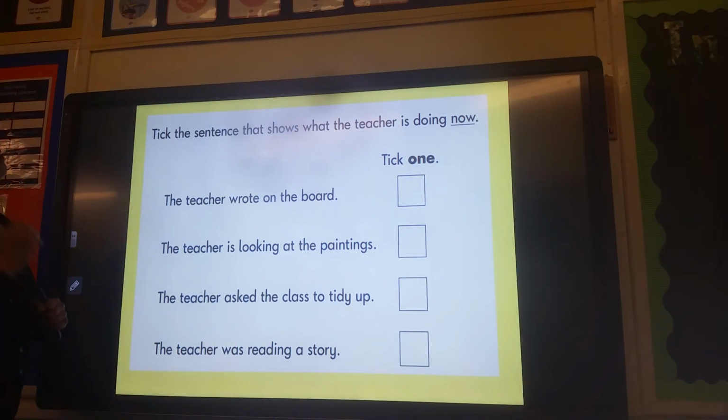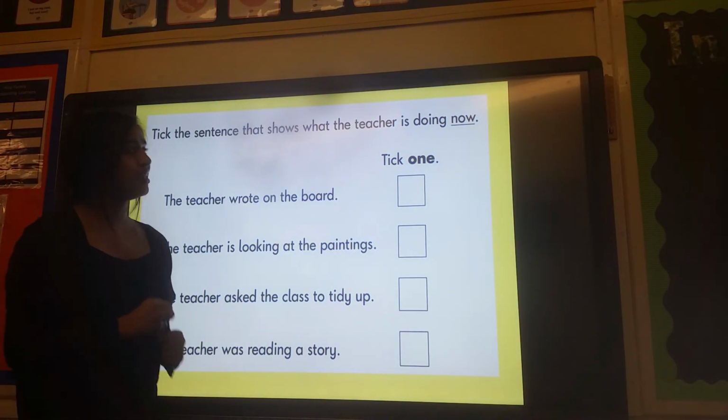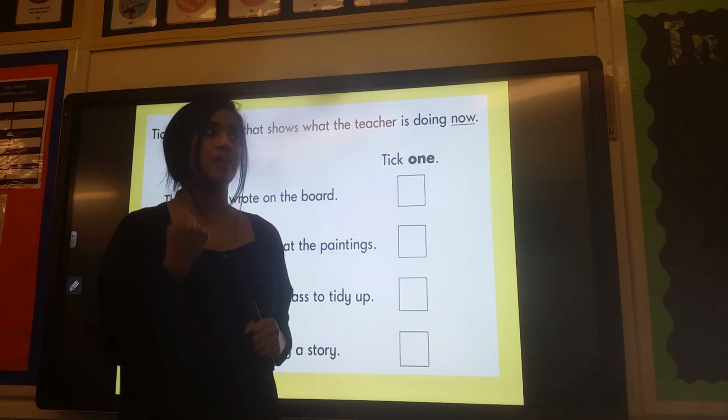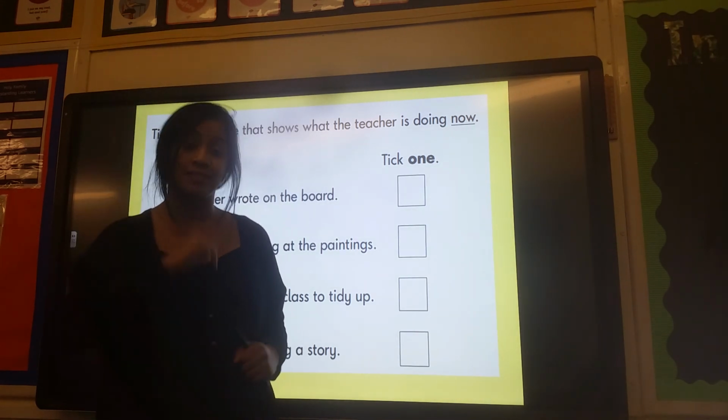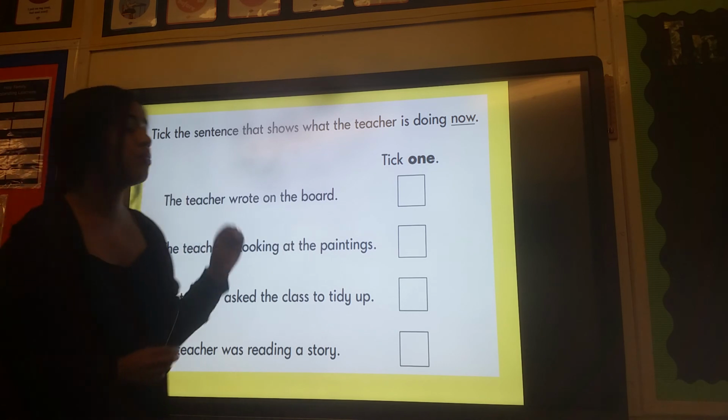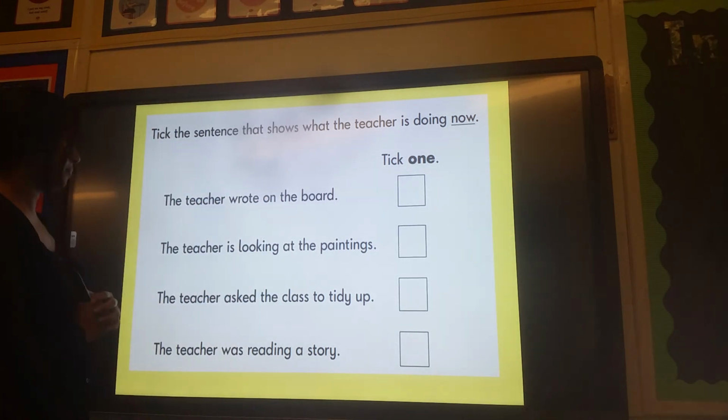Listen carefully. Tick the sentence that shows what the teacher is doing now. What the teacher is doing now. So when we think about the word now, we know that means the present tense. The teacher wrote on the board. The teacher is looking at the paintings. The teacher asked the class to tidy up. The teacher was reading a story. Which sentence tells you what the teacher is doing now? Have a think.